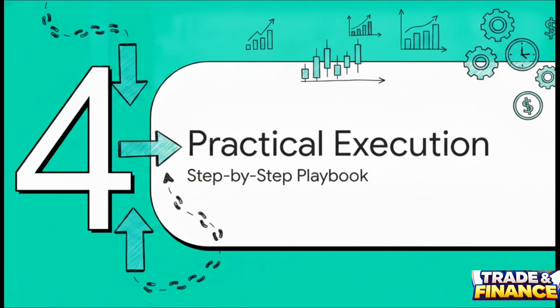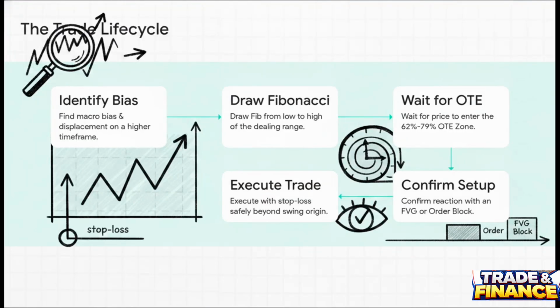All right, section 4, practical execution guide, the step-by-step playbook. Let's walk through the actual chronological life cycle of a trade. Step 1, you absolutely must identify your macro bias and look for strong displacement on a higher time frame, like the 1-hour chart. Step 2, once you drop down to a setup time frame, let's say the 15-minute, draw your Fibonacci from the low to the high of the current dealing range.